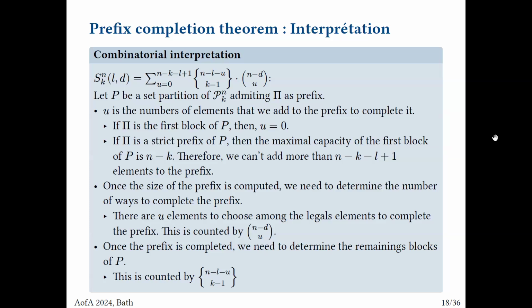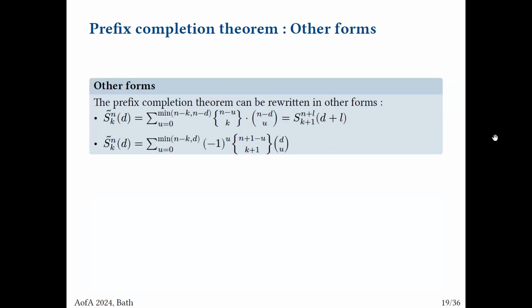Once we have fixed the number of elements that we want to add to our prefix, we need to choose the elements that we're going to add. This is denoted by a binomial among n minus the last element of the prefix that we give. And once we have chosen the elements that we're going to add to the prefix, you have to build the other blocks of the set partition, which is counted by this Stirling number of the second kind.